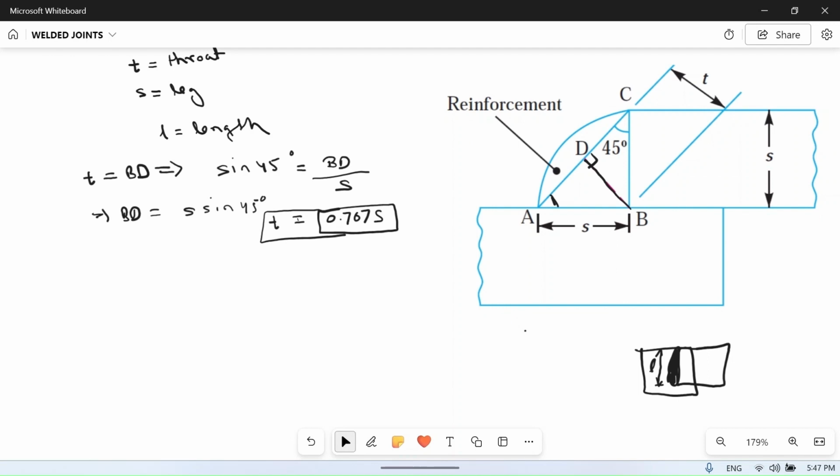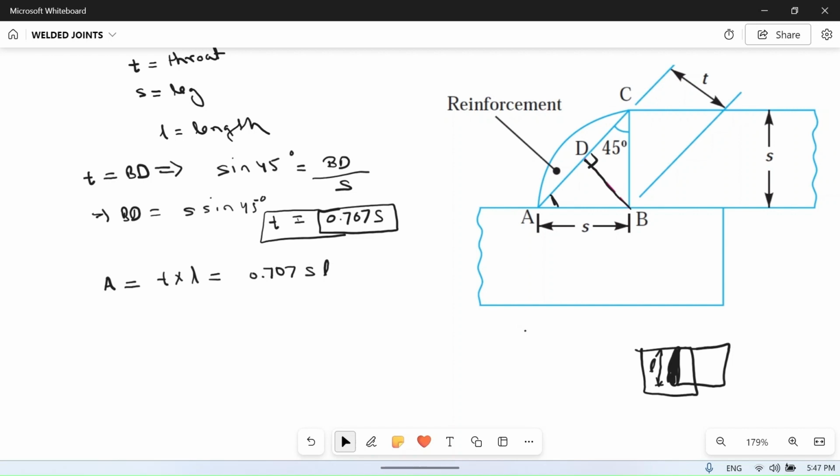So what is the area? Minimum area. This is the minimum length of this welded portion. Area will be length into width. This is the width, and the length is perpendicular to this plate, as seen from the top view. So area is equal to T into L, so it is 0.707 S into L. So this is the area.